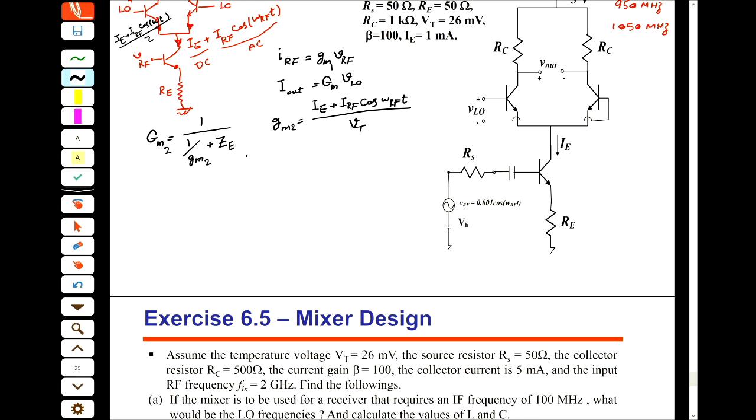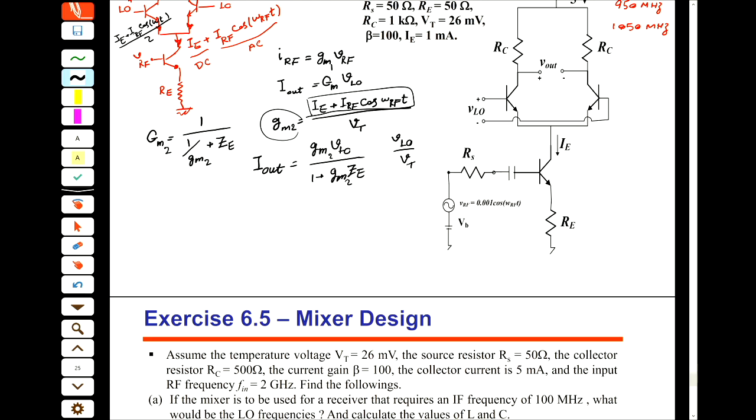So I out equals actually GM VLO divided by 1 plus GM ZE. And actually this is GM2. So if I replace this GM2 here, you see that we have a factor of I, and then another factor which is the VLO divided by VT.